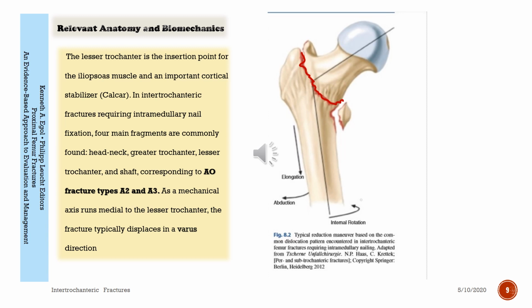The lesser trochanter is the insertion point for the iliopsoas muscle and an important cortical stabilizer, the calcar. In intertrochanteric fractures requiring intramedullary nail fixation, four main fragments are commonly found: head neck, greater trochanter, lesser trochanter, and shaft, corresponding to AO fracture types A2 and A3. As the mechanical axis runs medial to the lesser trochanter, the fracture typically displaces in a varus direction.